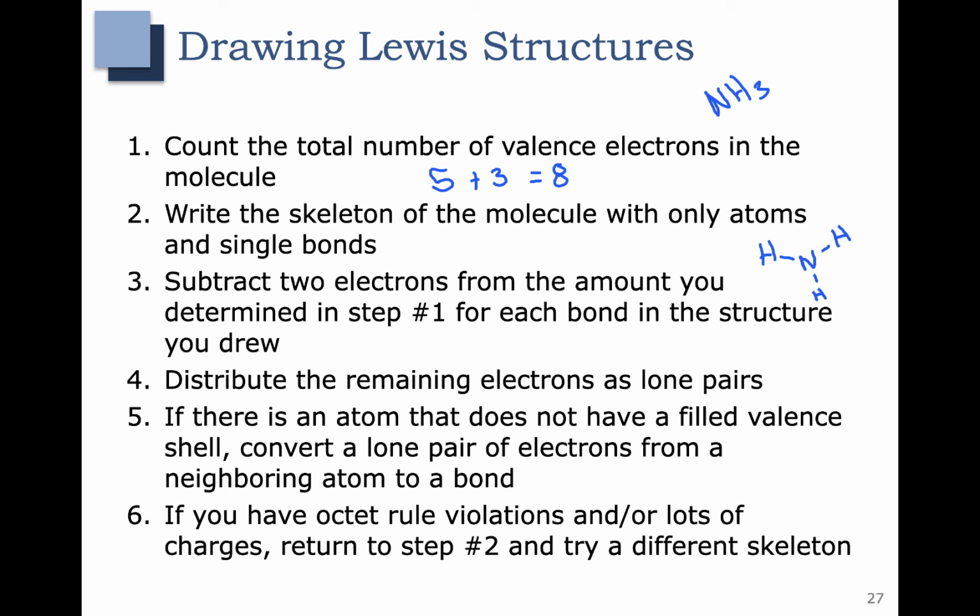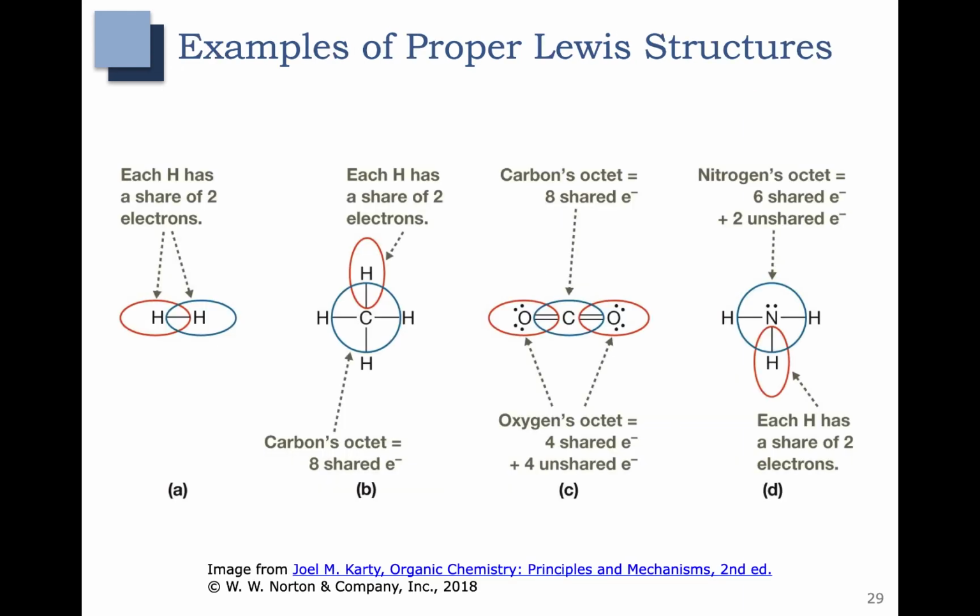We have 3 bonds, 1, 2, 3. So we're going to subtract 2 electrons for each bond, which would give us 6. 8 minus 6 equals 2. And we need to distribute the remaining electrons as lone pairs. So that means we have 1 lone pair. And if you do a quick check, nitrogen has its octet and it has a formal charge of 0. So we're all good. This picture from your textbook has some examples of proper Lewis structures.